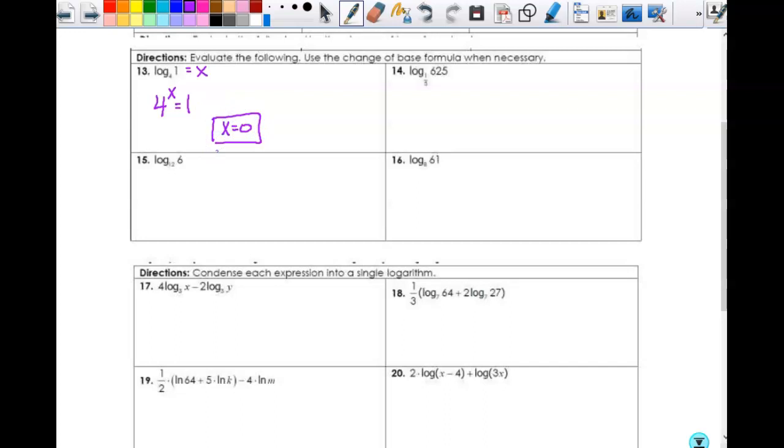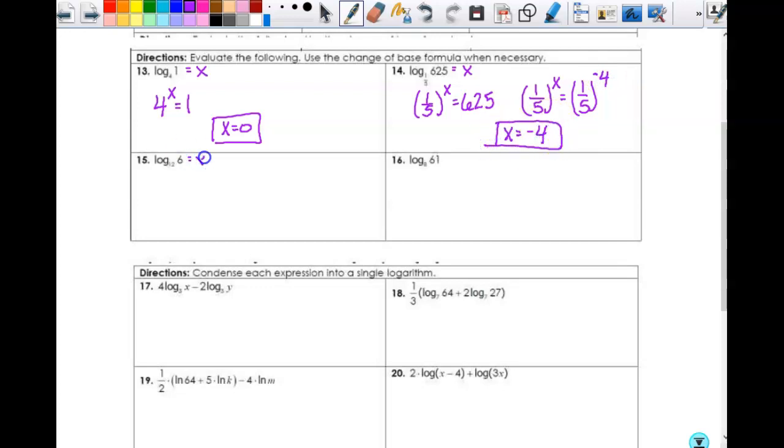Then, I can't read that tiny number, 1/5. So this will be equal to x. 1/5 to the x power equals 625. So I need to get a common base. My common base would be 1/5. So 1/5 to the x power equals 1/5 to the negative 4 power. So x equals negative 4.